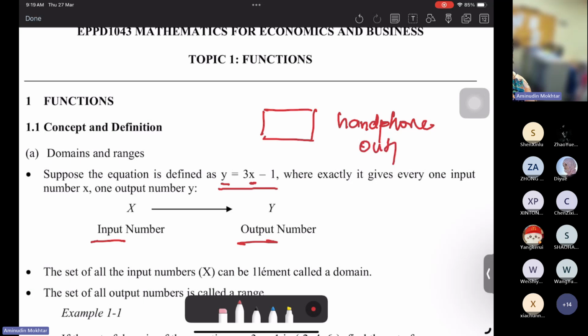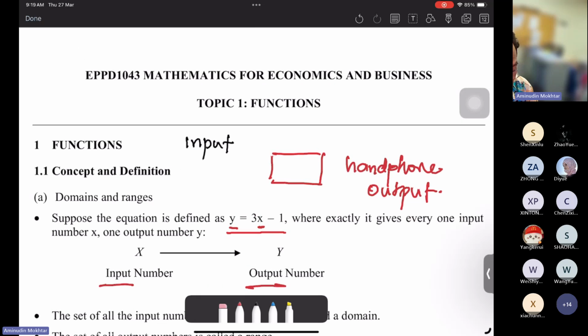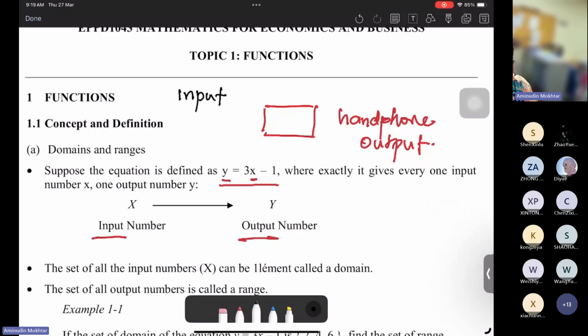Let's say the handphone is the output, and then we need related input that can be used to produce it. What is input? Maybe labor, and then we need plastic, glass, technology, and so on, and all the input we need to process. So before we can get output, we need input. Input will be used to produce output.